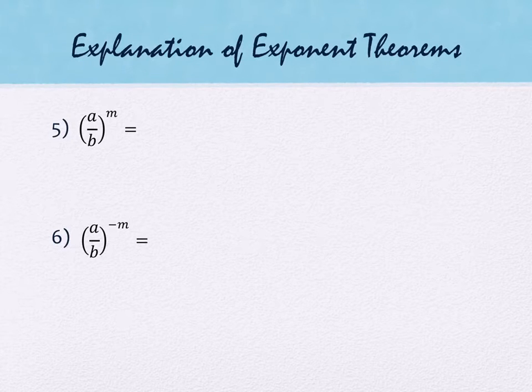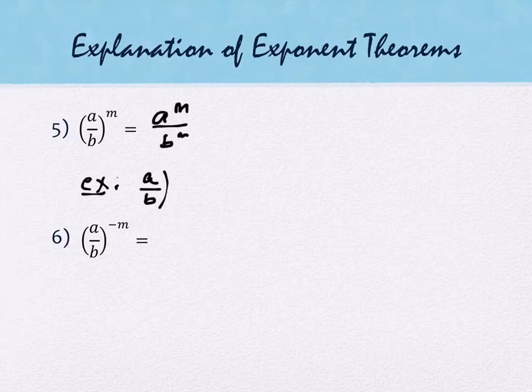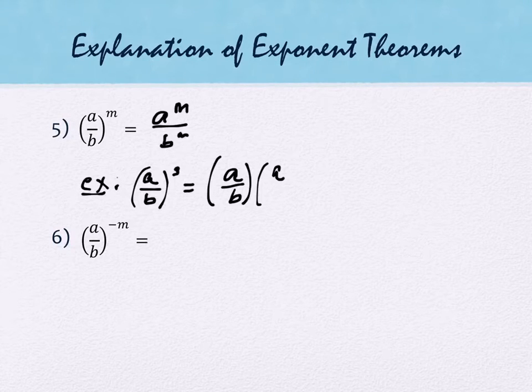Okay. This one is even cleaner than the last one, to be honest. So this is a to the m over b to the m. And we're going to use as an example a over b cubed. Just like on the last slide, we can write this as a over b times a over b times a over b.